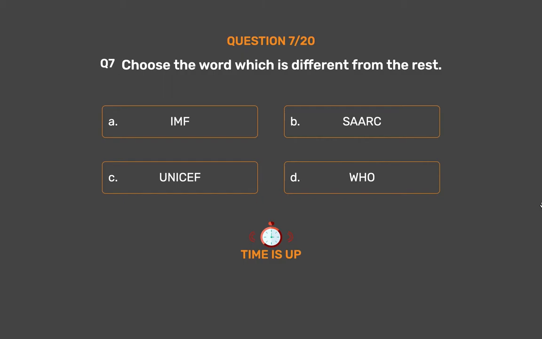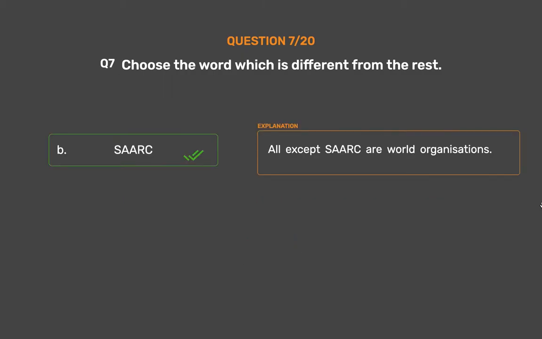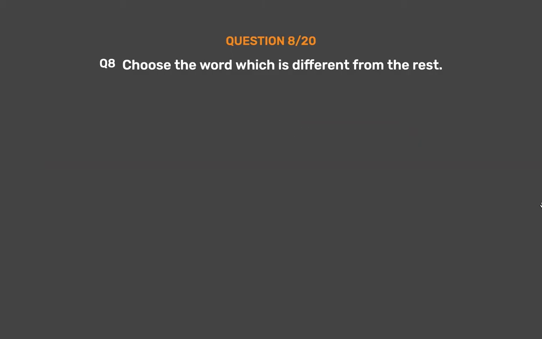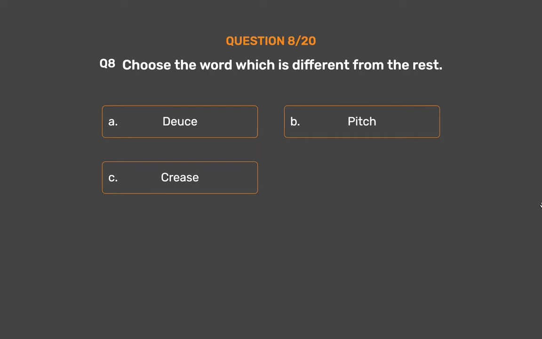The correct answer is Option B. ZAC. All except ZAC are world organizations. Question number 8. Choose the word which is different from the rest. Option A. Deuce. Option B. Pitch. Option C. Crease. Option D. Stump.